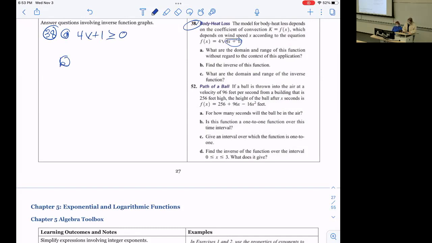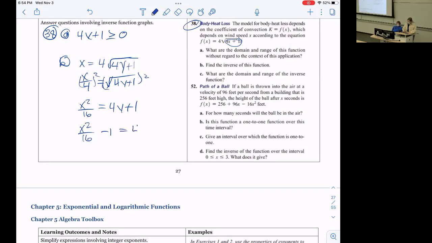Again, we will switch x and y. So we will have x equals 4 times the square root of 4y plus 1. And then we're going to solve for y. So x over 4 equals the square root of 4y plus 1. And then we're going to square both sides to get rid of this square root. So we're going to have x squared over 16 equals 4y plus 1. So x squared over 16 minus 1 equals 4y.